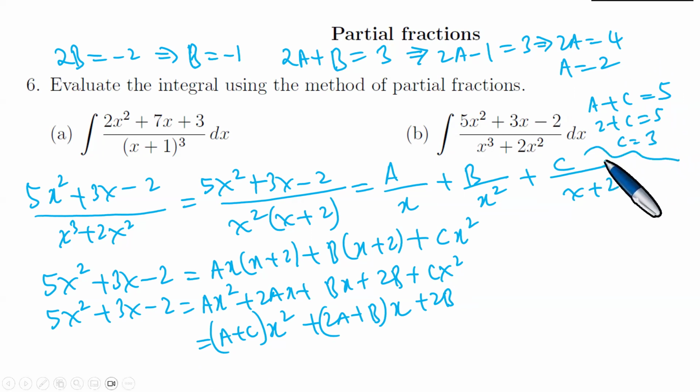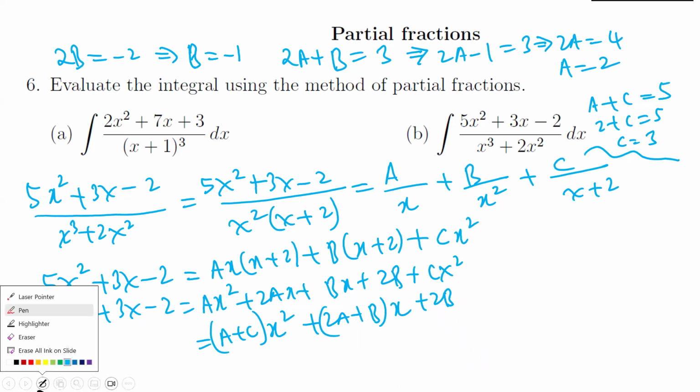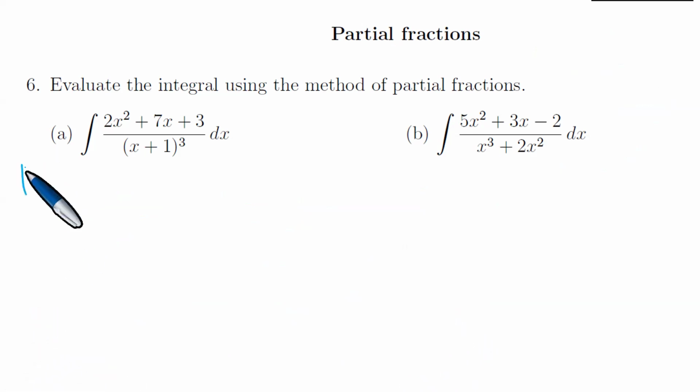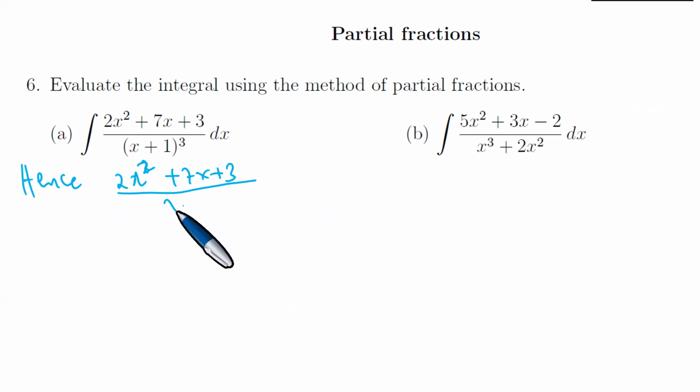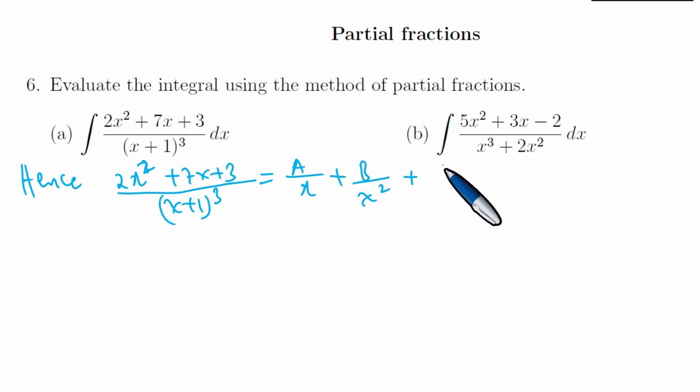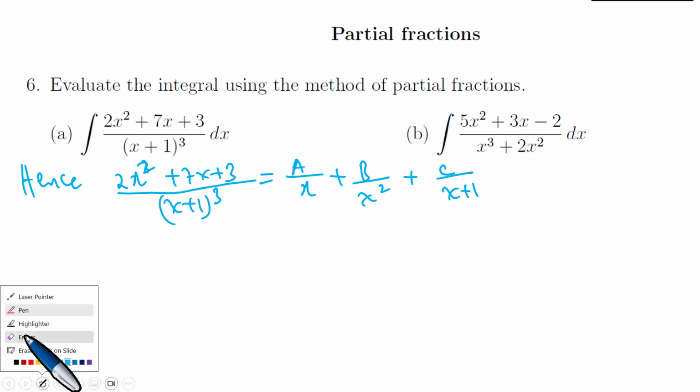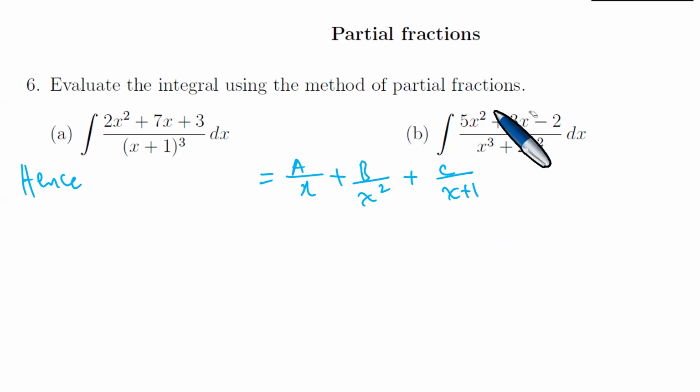So C is 3. These minus one and A is what? A is 2. Hence, what we have here is that 2x squared, so that in the end, with A out of x, B out of x squared, C out of... okay, this is not what I actually, I mean, I'm thinking about this one.